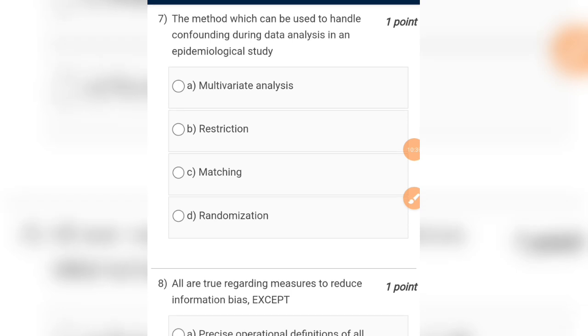Question number 7 is: the method which can be used to handle confounding during data analysis in an epidemiological study is multivariate analysis, or restriction, or matching, or randomization. So the answer will be multivariate analysis, option A. For question number 7, option A will be the answer.